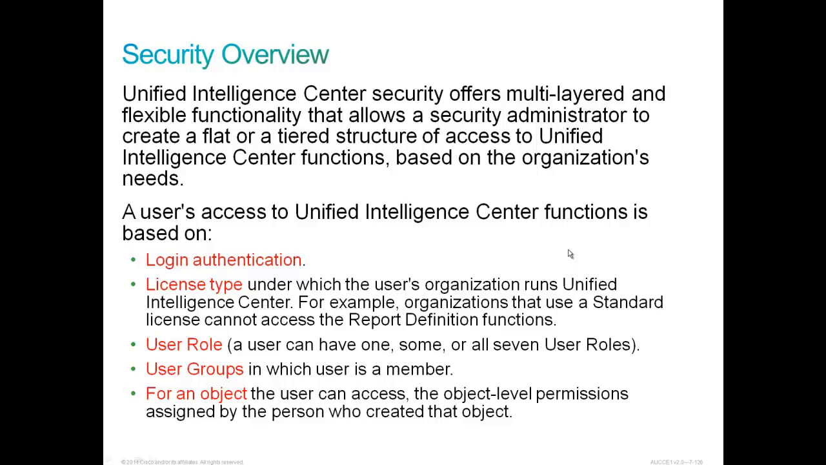Access also depends on the user role, and a user can have one, some, or all 7 user roles. It depends on the user groups in which a user is a member, and the object the user can access. And finally, the object level permissions are assigned by the person who created that object.